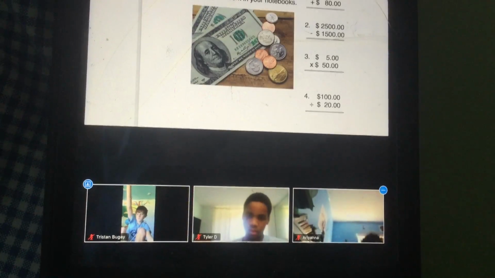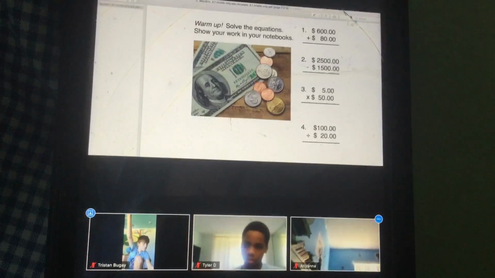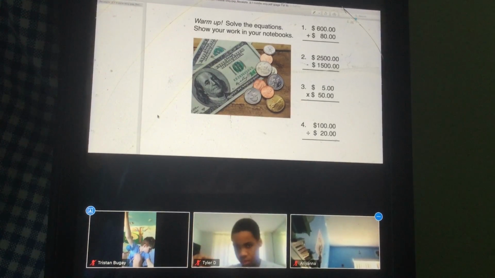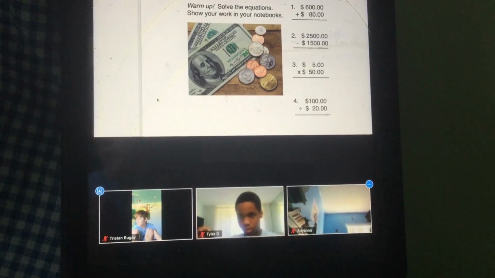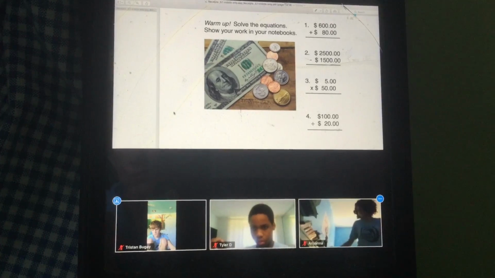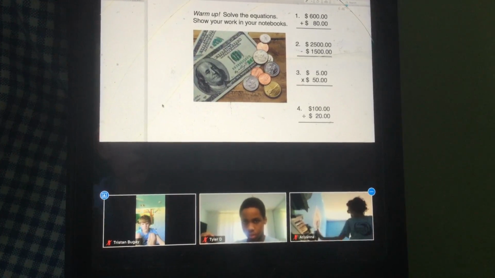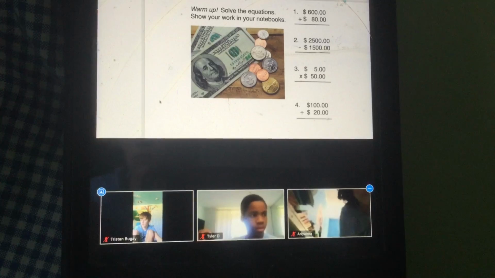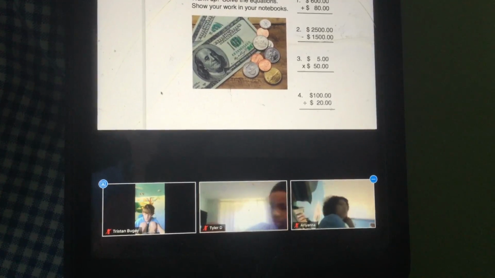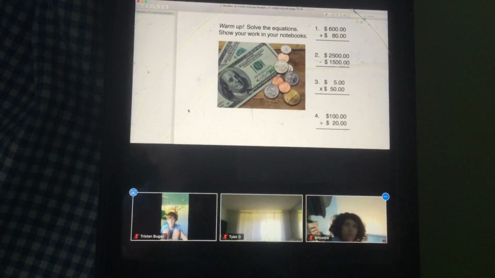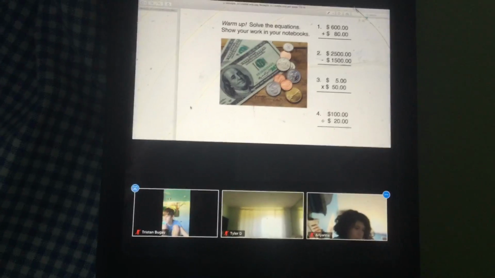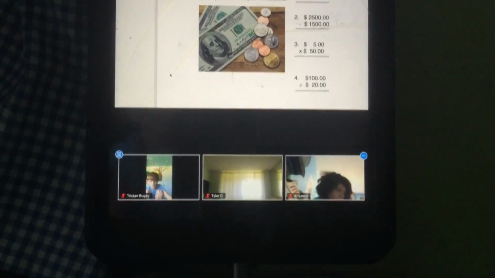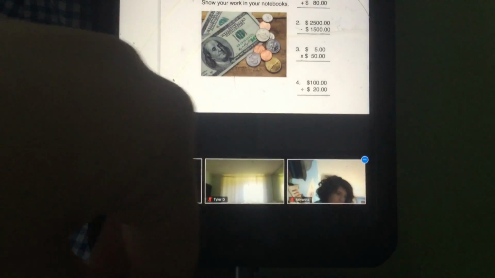Okay, warm up. Solve the problems and show your work in your notebooks. Does everybody have their notebook or a piece of paper and a pencil? Then go ahead and answer problems 1 through 4. They're all different operations. They're money, but they all have 0 cents, so that will make it easier for you. I tried to use some simple numbers. I want you to try each operation and solve the problem. I'm going to give you 5 minutes, okay?